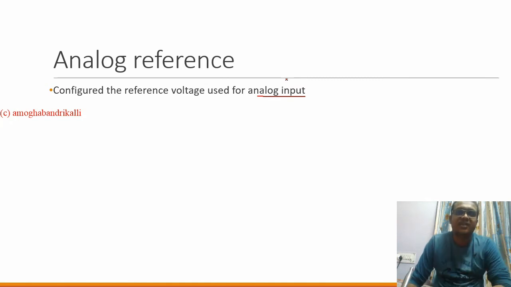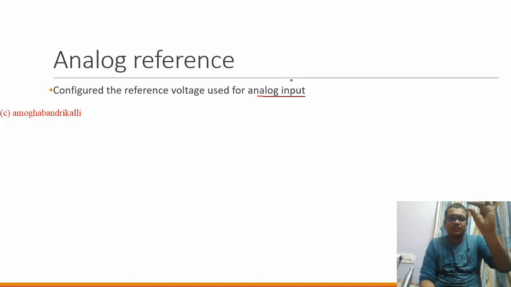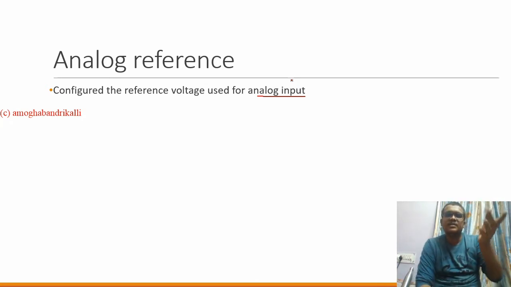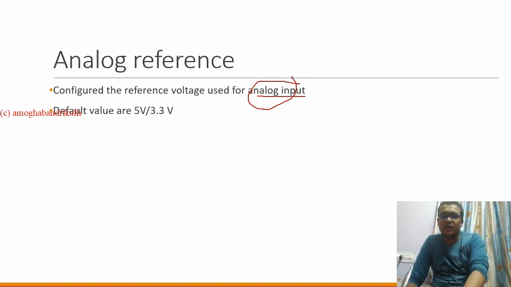Why we need a reference voltage: in a DAC conversion, you have seen the ladder DAC. In that ladder DAC, some reference value will be there. With this reference value, the input value coming from the pins will be compared. If it is less, you will have one output. If it is more, you will get another output. So during that time, you need a reference value for analog input.